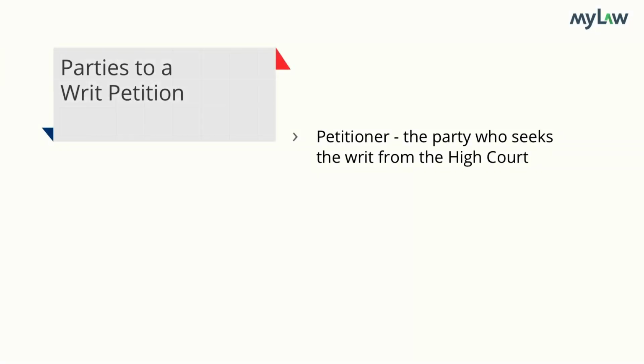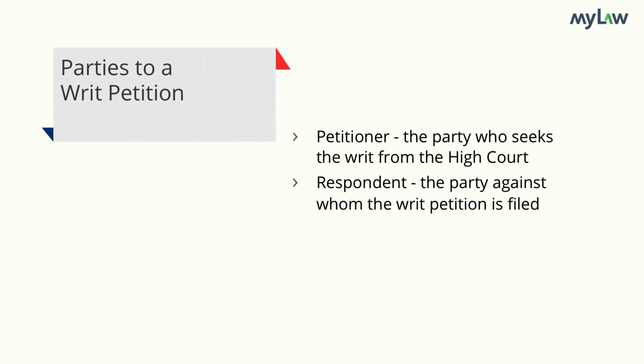Hi, I'm Aditya Narayan. As you would be aware, writ proceedings arise before the High Courts under Articles 226 and 227 of the Constitution of India. The parties to a writ petition are called the petitioner and the respondent. The petitioner is the party who seeks the writ from the High Court, and the respondent is the party against whom the writ petition is filed.